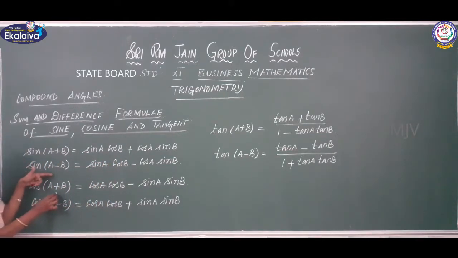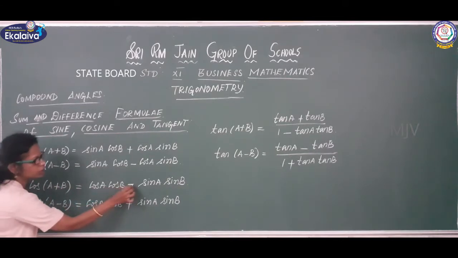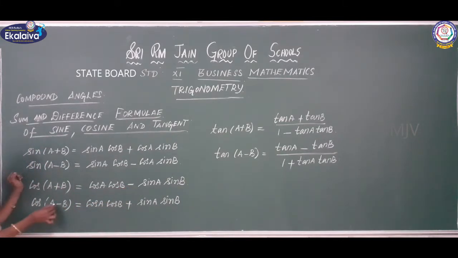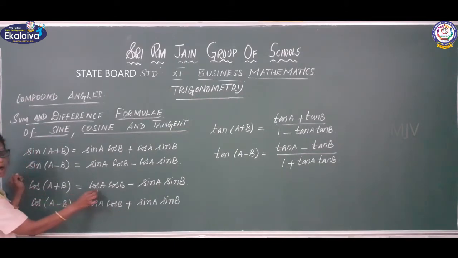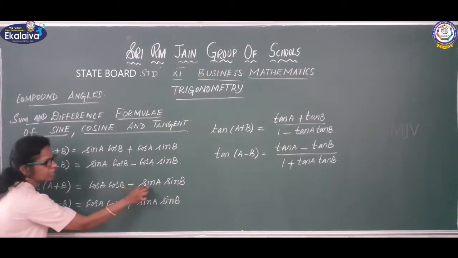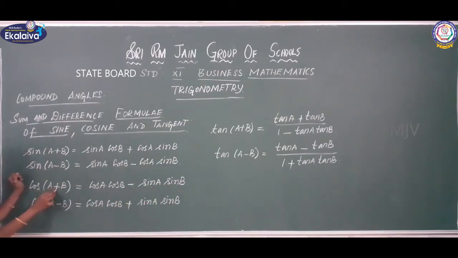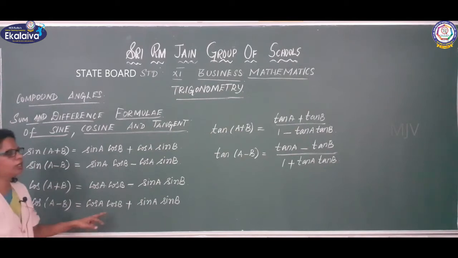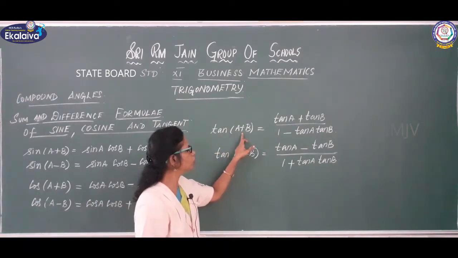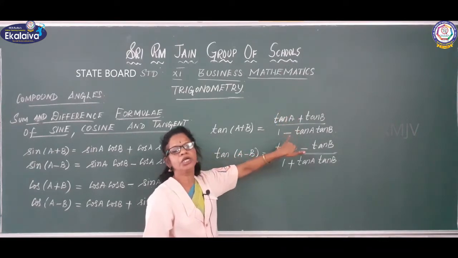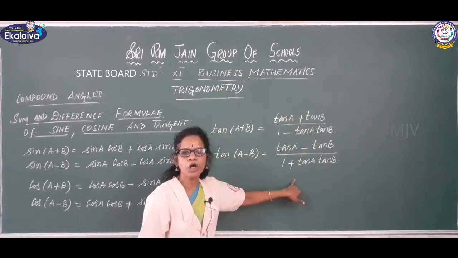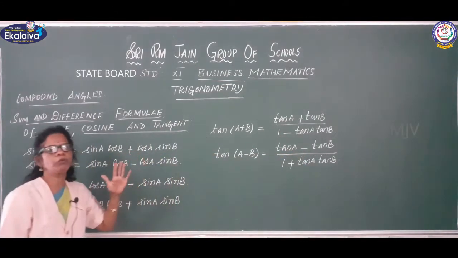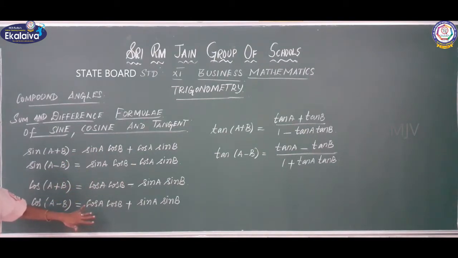Next, cos of A plus B. Here addition comes, and the result is in terms of subtraction. Here subtraction comes, addition. Cos (A plus B) equals cos A cos B minus sin A sin B. Here subtraction means you should put addition. Now tan (A plus B): in the numerator addition, denominator subtraction. For subtraction, numerator subtraction, denominator addition. Keep these things in your mind and read the formulas, right?